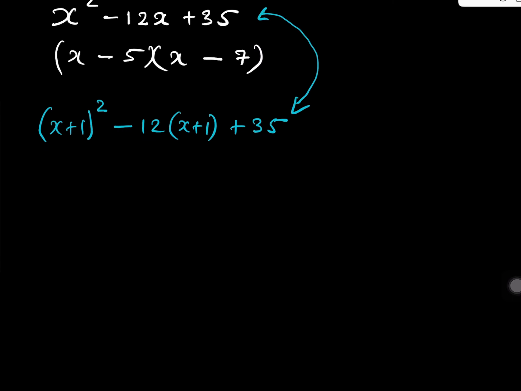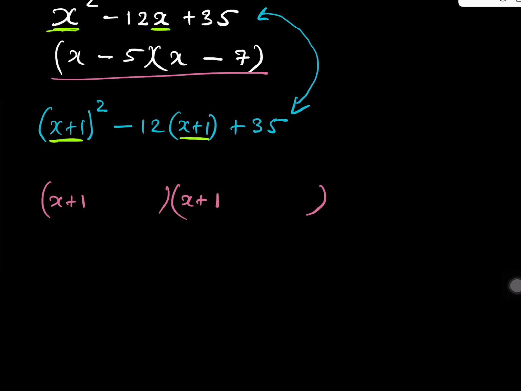If you guys check that, what changed here is that x became x plus 1, and then this 12 here, x became x plus 1. So that is the basic logic right there. Okay, so I'm just going to have this one. Beautifully so. Pay attention. Now, x became x plus 1. Therefore, this has to be x plus 1, and then x plus 1 right there. And then the factors are still going to be the same. That is minus 5 and minus 7.